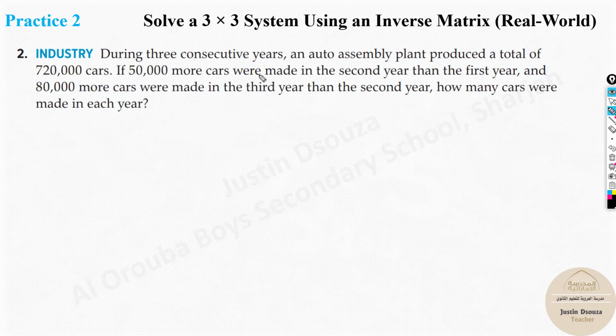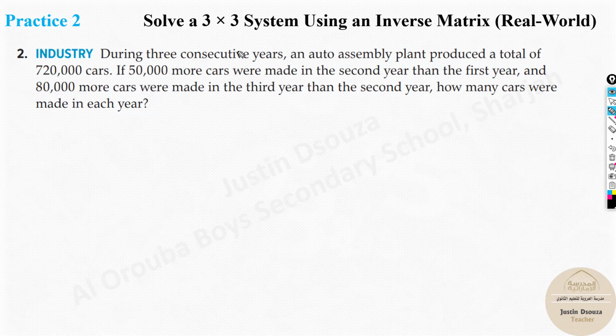Now there is a check problem. Please do try it by yourselves and then you can continue watching the video. It's about industry. During 3 consecutive years, an auto assembly plant produced a total of 720,000 cars.